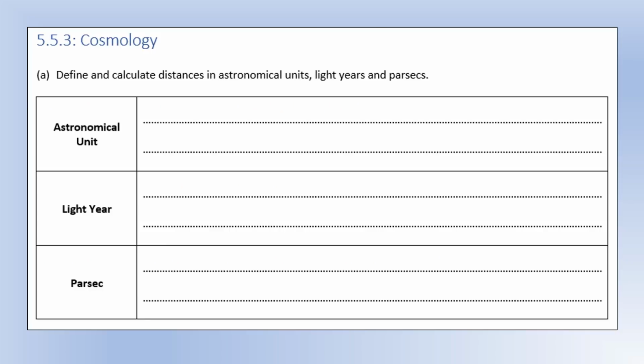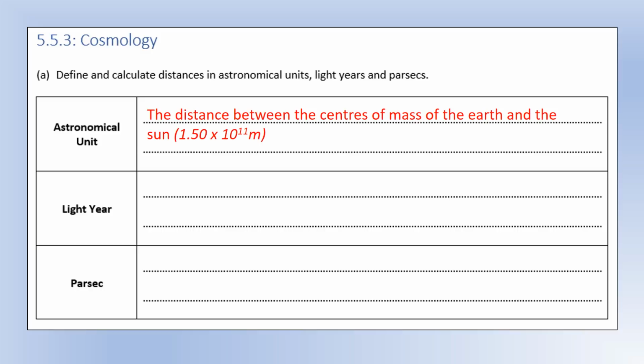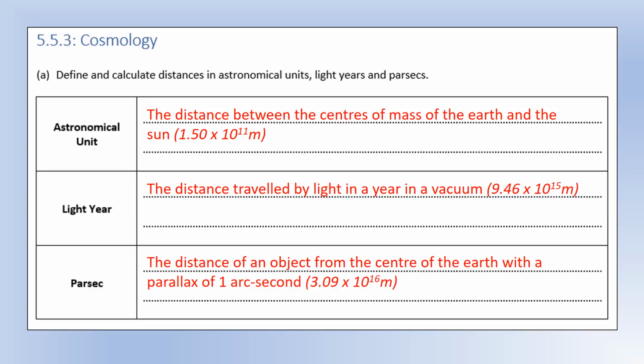First of all, we've got a few different units of distance. An astronomical unit, which is quite frequently used, is the distance between the centre of mass of the Earth and the Sun, and that has a fixed value. A light year, the distance travelled by light in a year in a vacuum, again has a fixed value. And a parsec, the biggest of the three, is the distance of an object from the centre of the Earth with a parallax of 1 arcsecond, where 1 arcsecond is a degree divided by 3,600. So that's the biggest unit of distance, and that's something we use quite a lot in cosmology to measure how far a star is away from us.